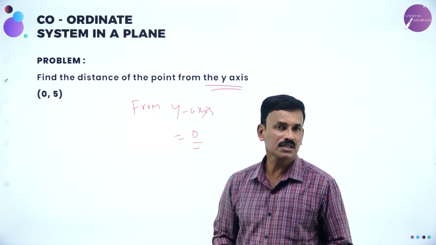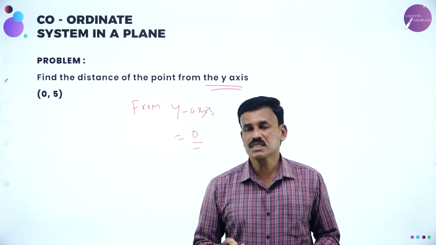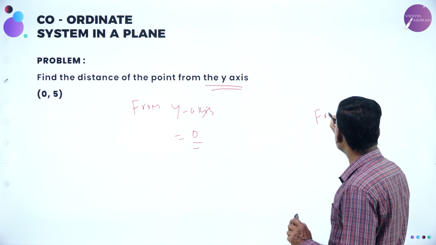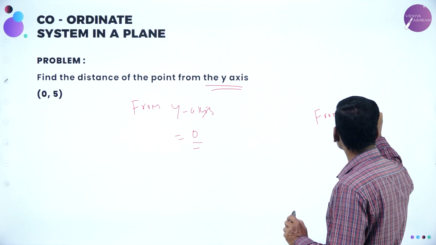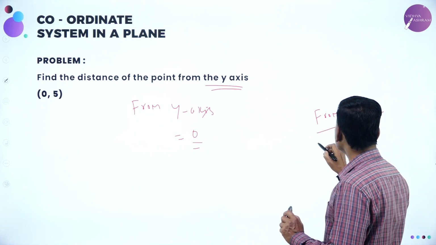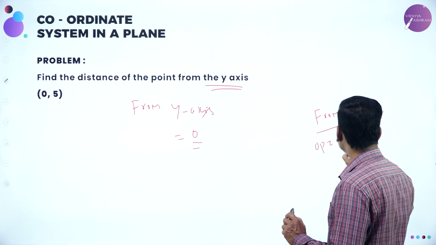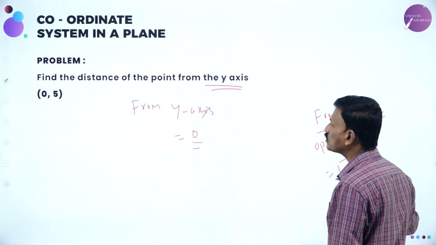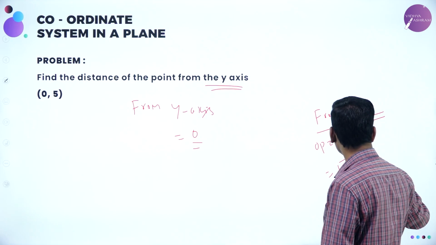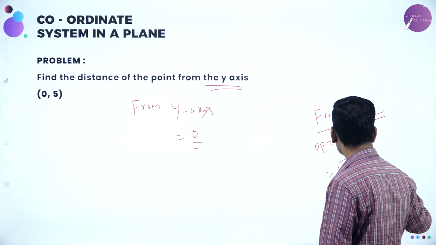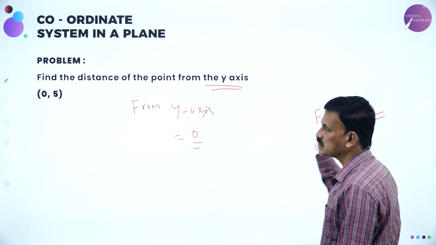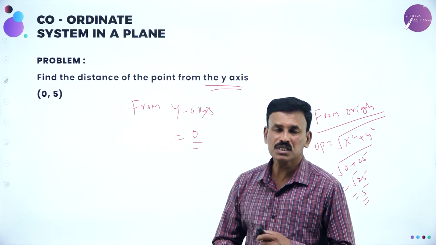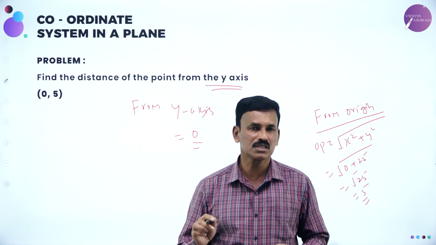That's it. Right. Suppose we want to find the distance of a point from the origin: the distance is equal to OP, that's equal to root of x square plus y square. That's equal to root of 0 square, which is 0, plus root of 25, that's equal to 5. That's it. Right. So these are a few problems based on the distance formula.